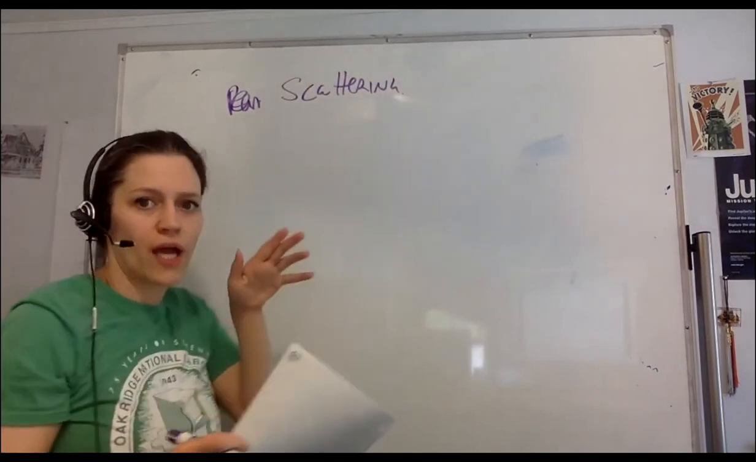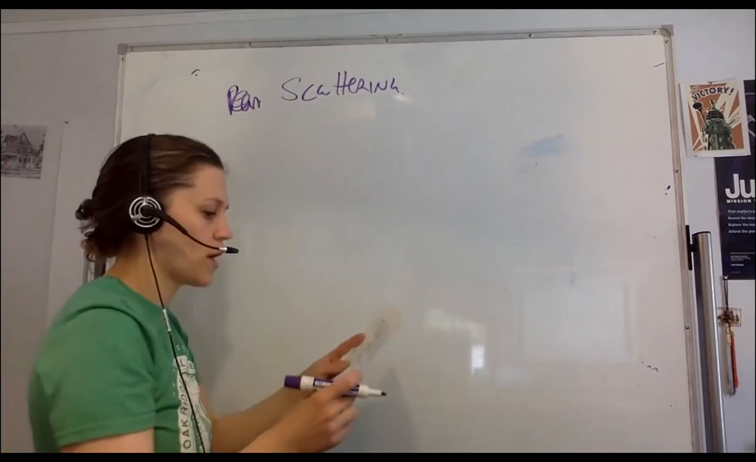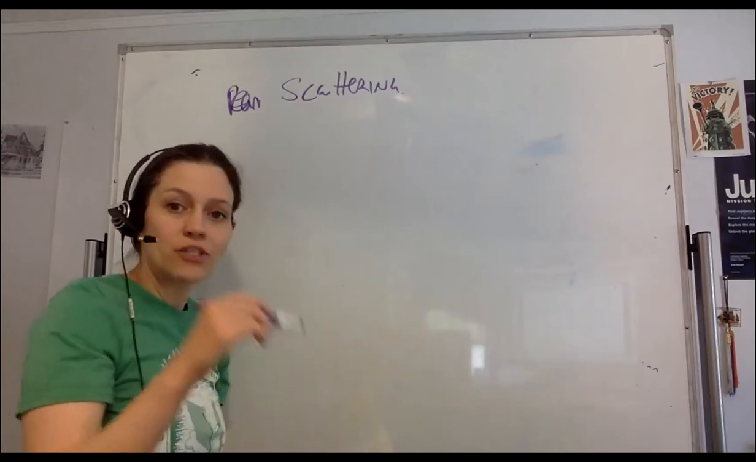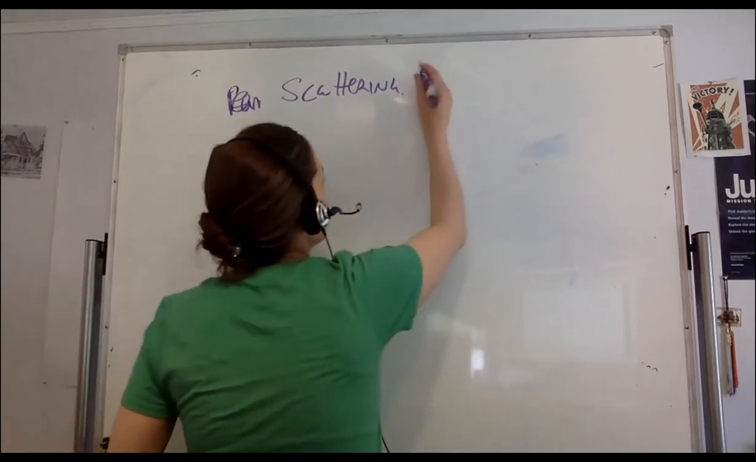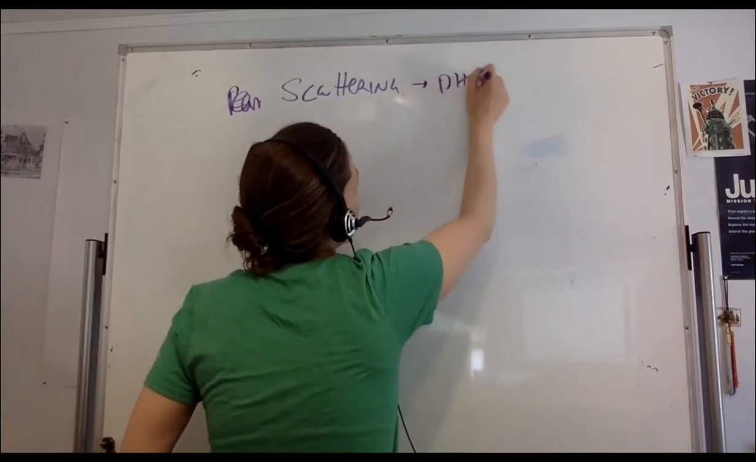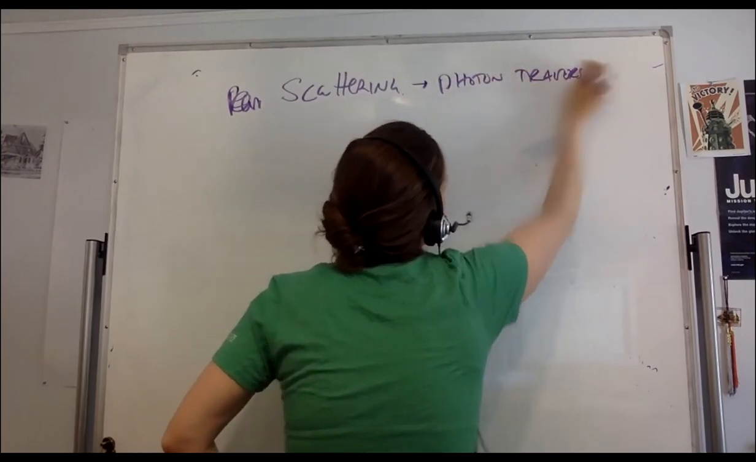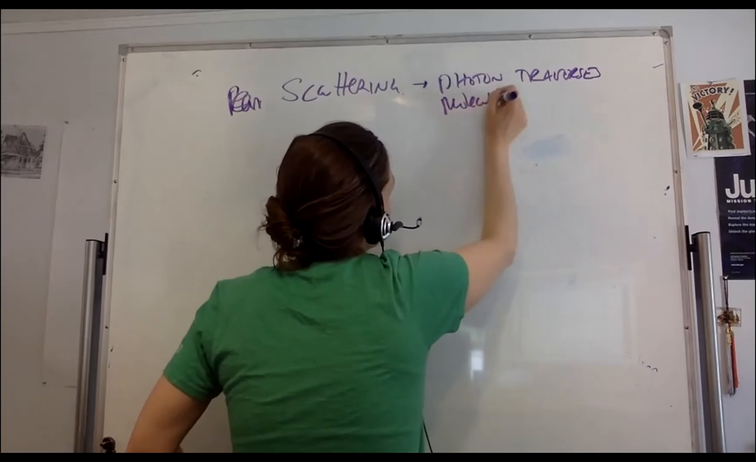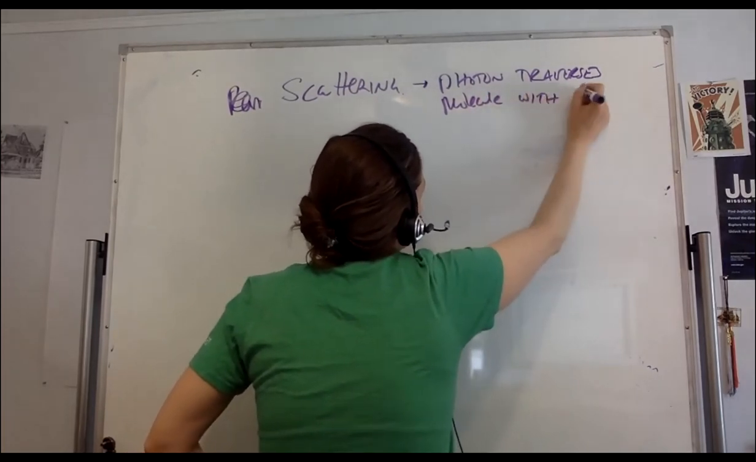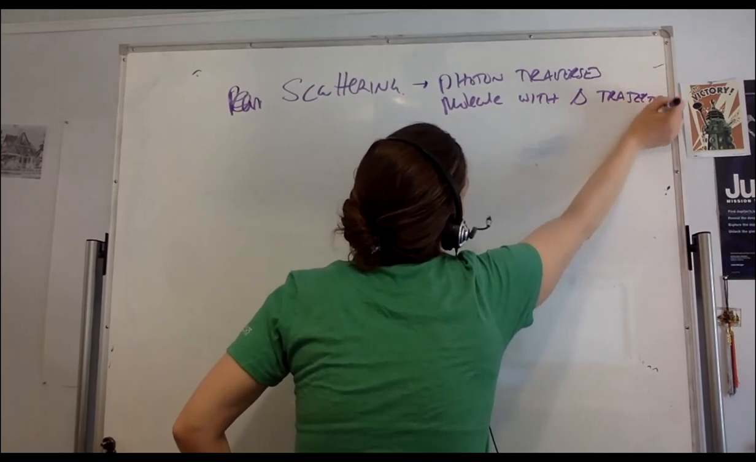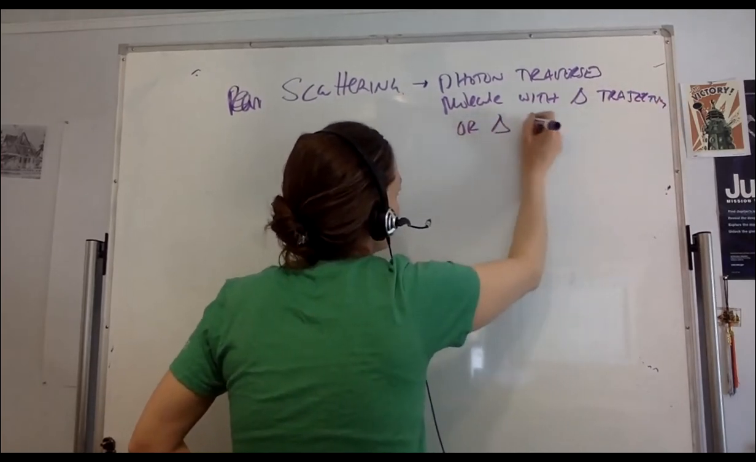Scattering is when a photon traverses a material, but its energy or trajectory is changed. So, a photon traverses a molecule with a change in trajectory or a change in energy.